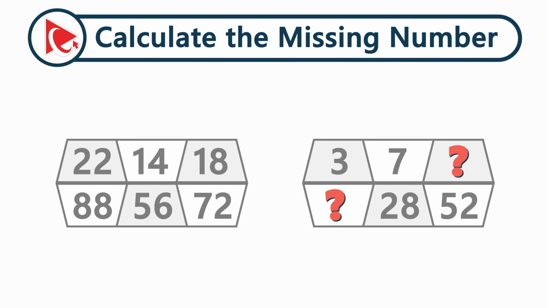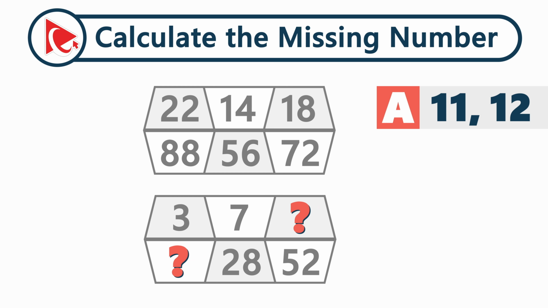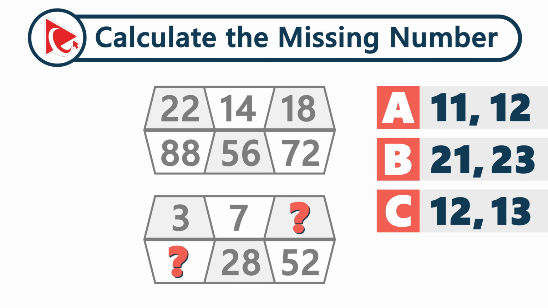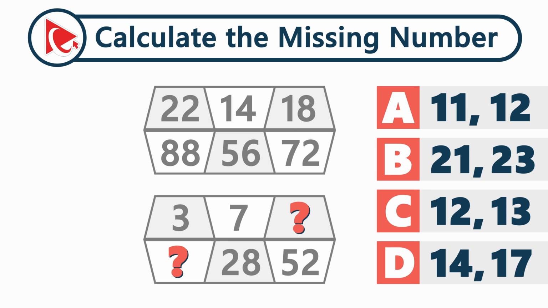To be successful in your treasure hunt, you need to calculate both missing numbers and select your answer out of 4 possible choices. Choice A, 11 and 12, choice B, 21 and 23, choice C, 12 and 13, and last but not least, choice D, 14 and 17.